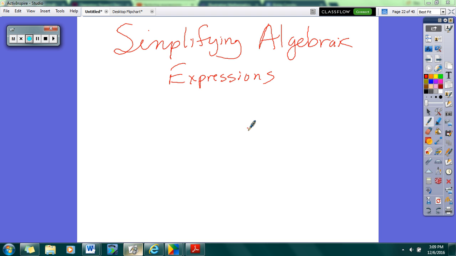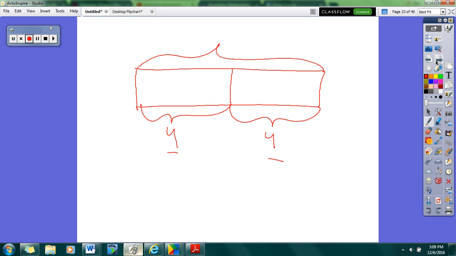So let's look at an example of one of the bar graphs or bar diagrams that we learned at the beginning of the chapter. I see that if I have something with a length of y and another piece with a length of y, to find the total length of this entire bar graph, I can take y plus y. And y plus y is going to be, I have two y's. Okay? I'm combining the like term of y with another like term of y to get 2y.